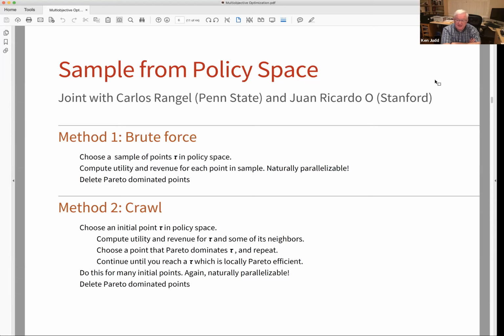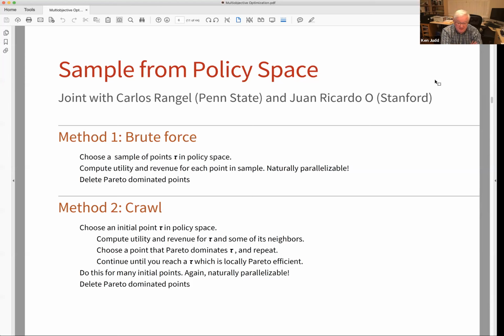But the computation here is easy because given the tax schedule, solving for the agent's problem is typically easy, far easier than an optimal tax problem in any case. And then once you have the agent's choices, recording the revenue is also easy.